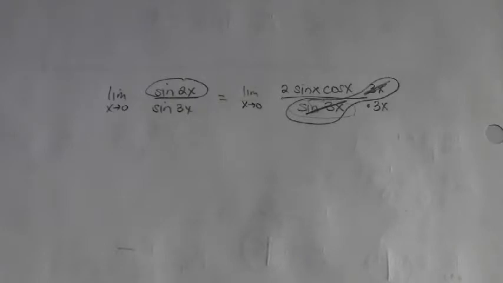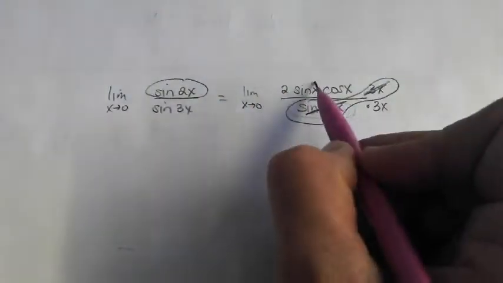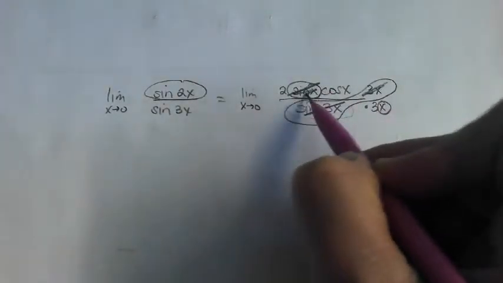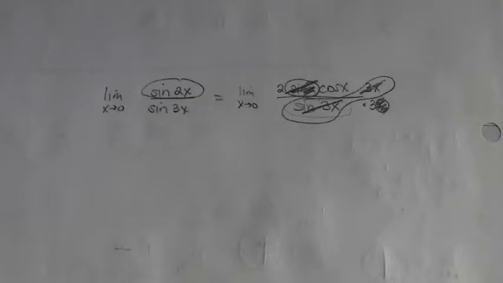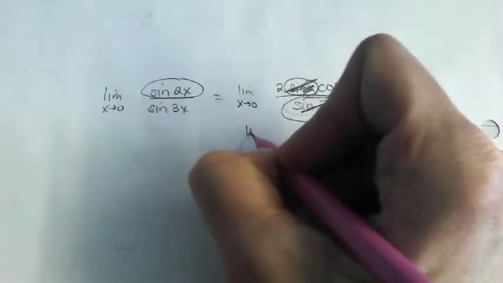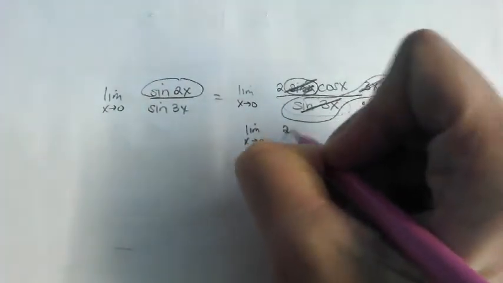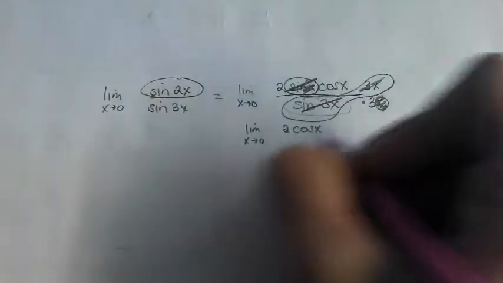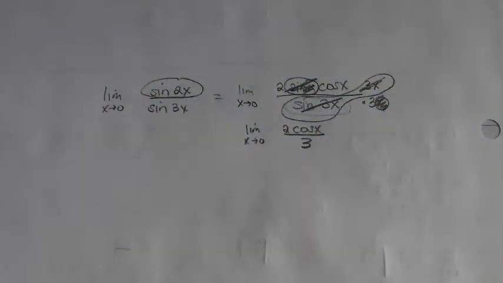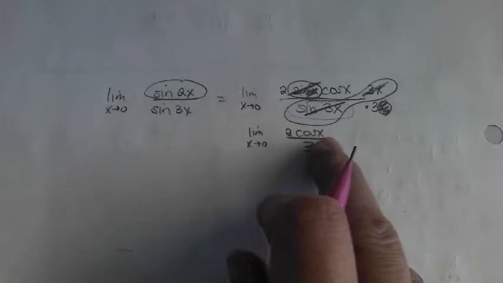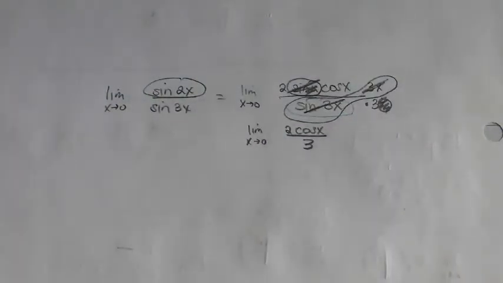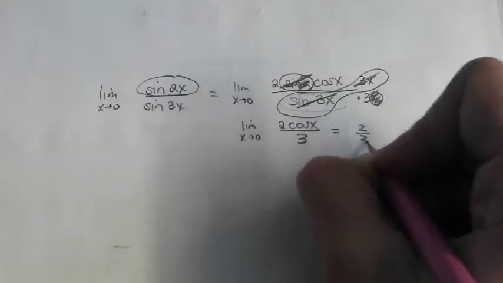And then I do have a sine of x over x, so that will be gone. You see that? Because the limit of that is also 1. So then I'm just left with the limit as x approaches 0 of 2 cosine x over 3. And it does work. Because now if I evaluate and plug into 0, cosine of 0 is 1. 2 times 1 is 2. 2 over 3 is 2/3. So it does work.